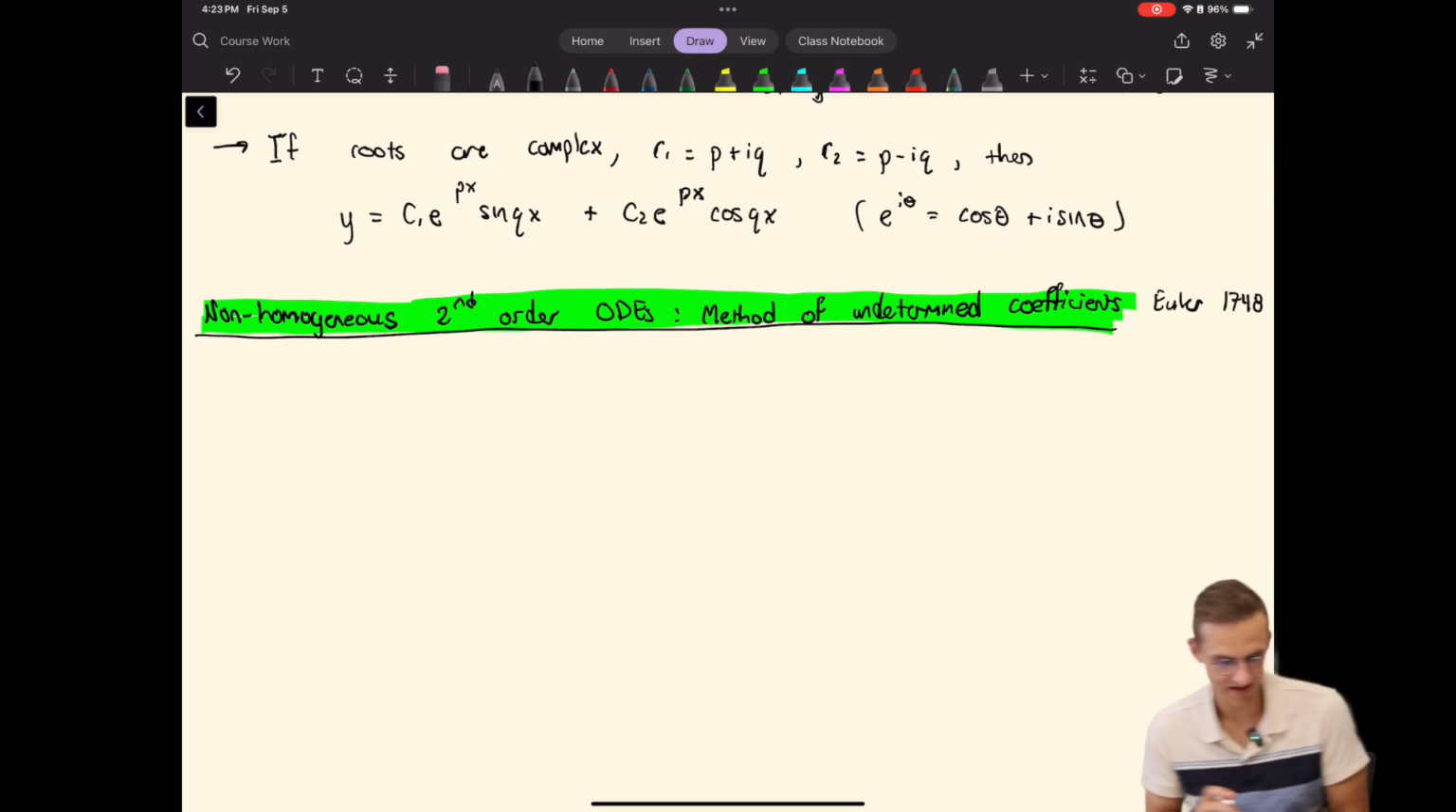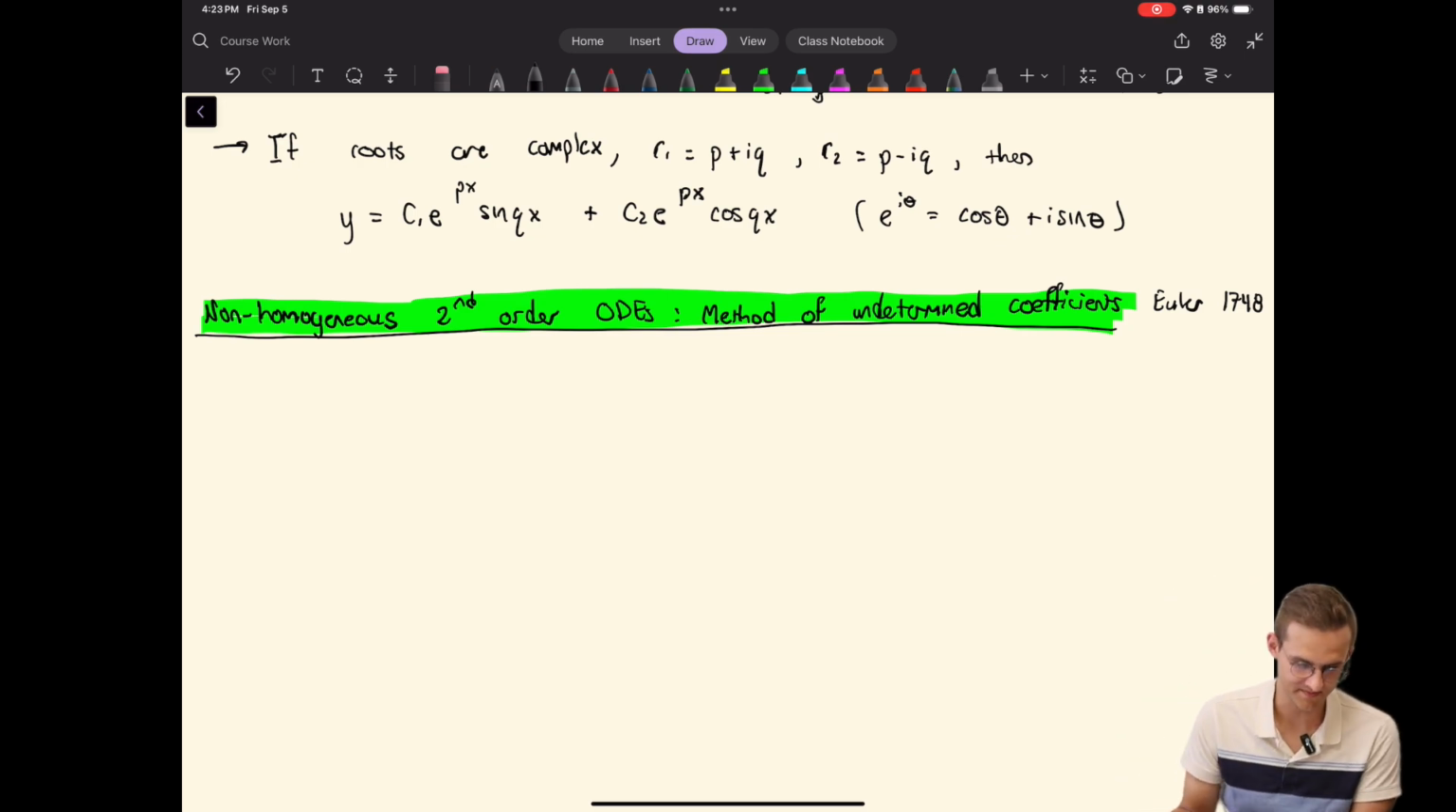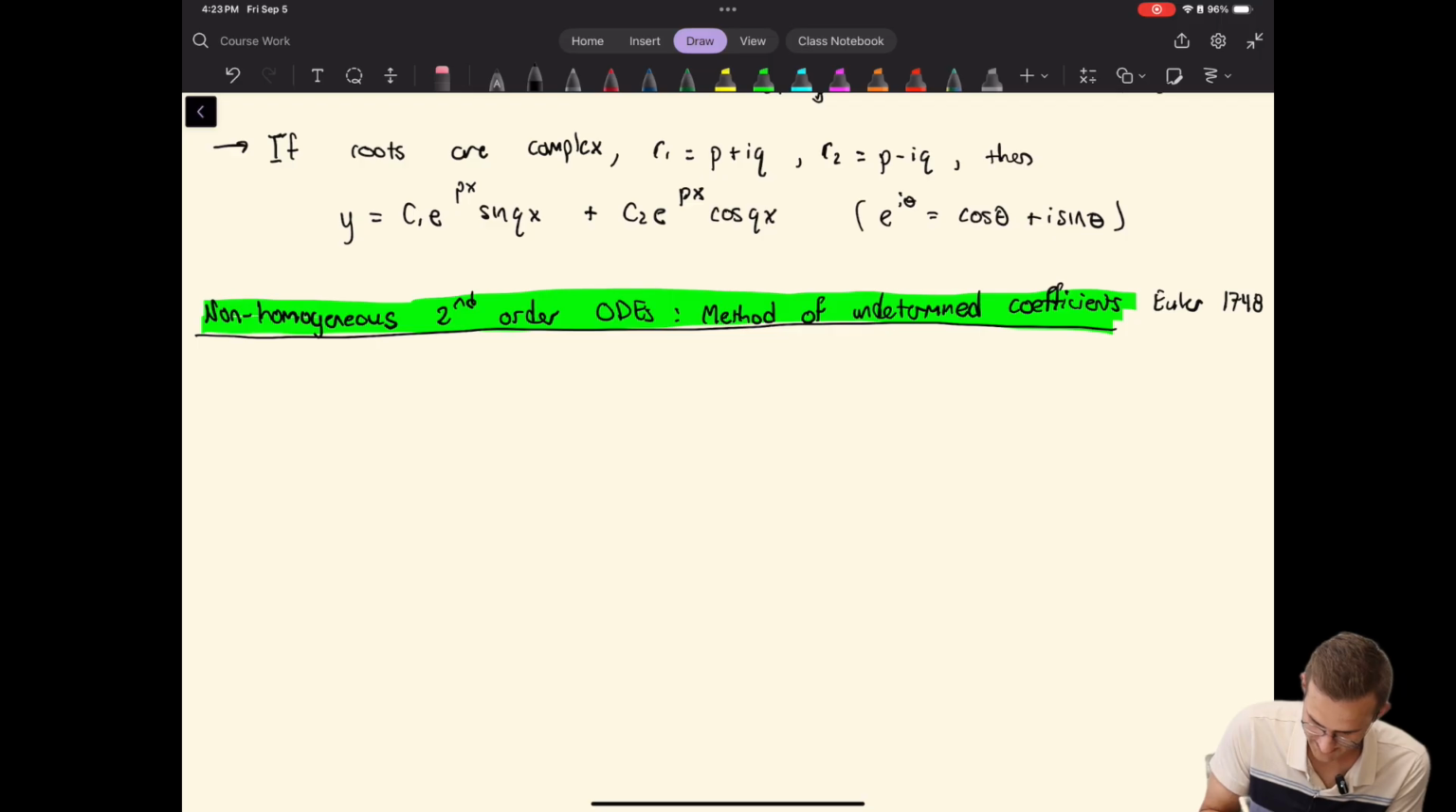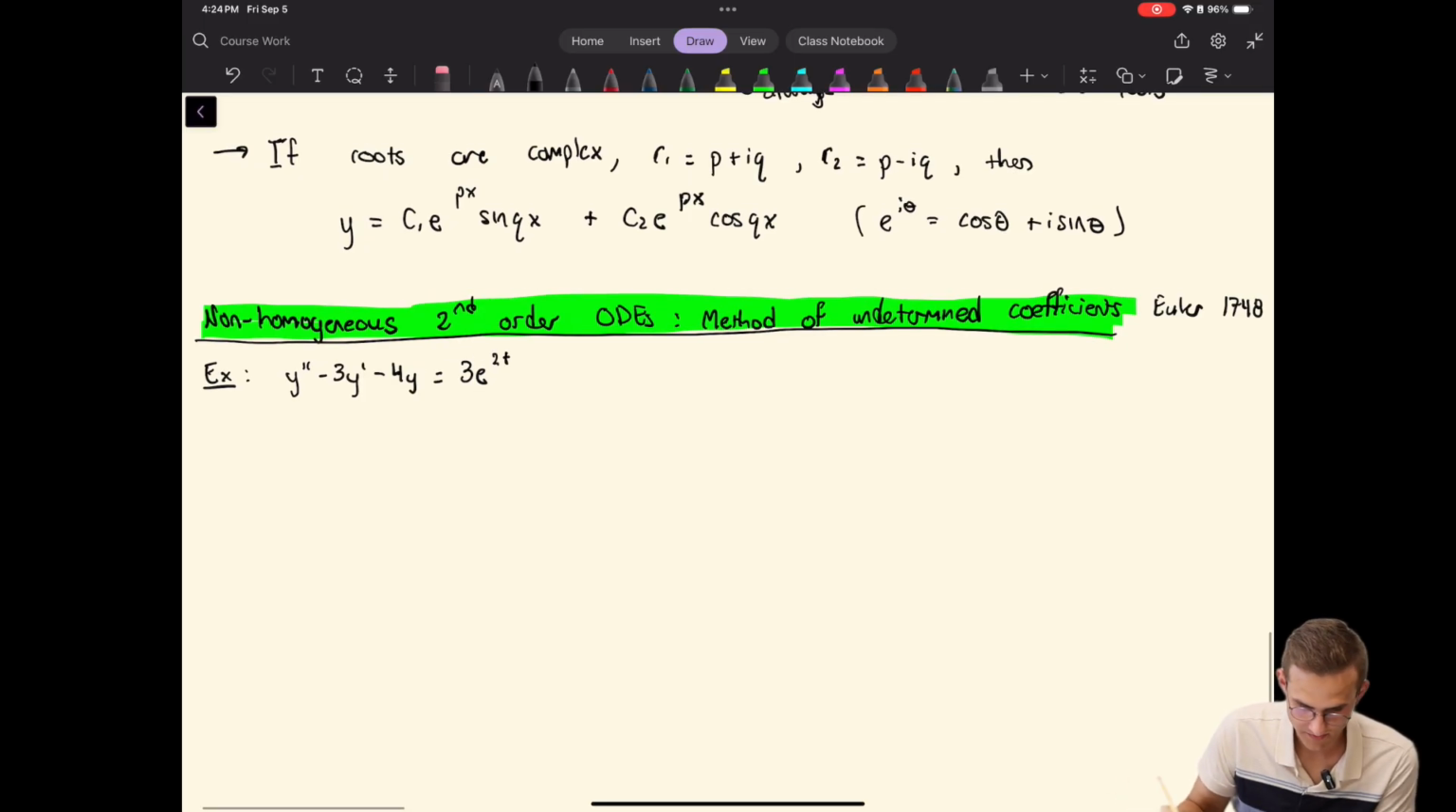Okay, so let's go ahead and hop into it. We still have a second order ODE that's linear with constant coefficients. So it's like y double prime minus 3y prime minus 4y. But we have some sort of forcing function, so it's non-homogeneous. We have 3 e to the 2t.